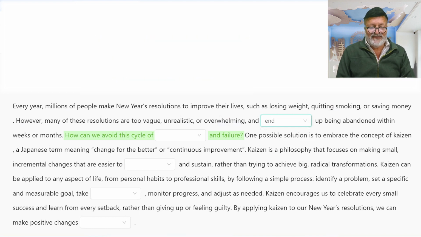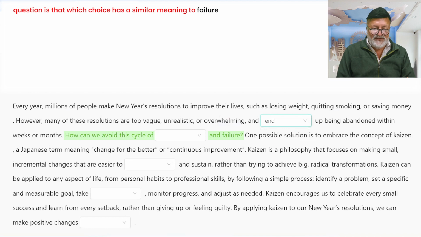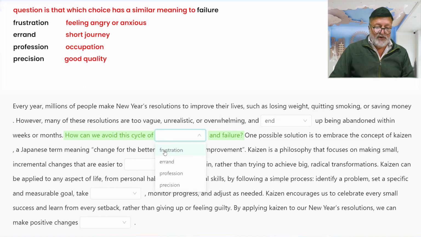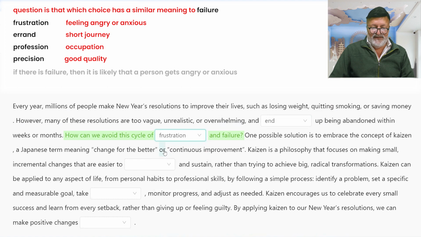The question for us in this blank is, which choice has a similar meaning to failure? Now the choices are frustration, which means feeling angry or anxious, errand, which means short journey, profession, which means occupation, precision, which means good quality. The choice is obviously frustration because if there is failure, then it is likely that the person gets angry or anxious.